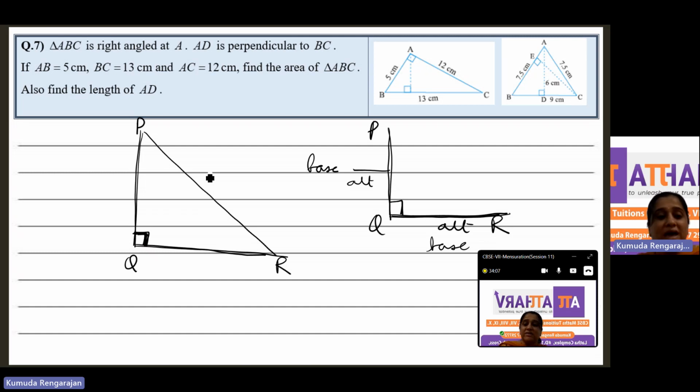The third side is called the hypotenuse. Leave that side. The third side is called the hypotenuse. For that, the altitude will come like this. See, this is the altitude on the hypotenuse.